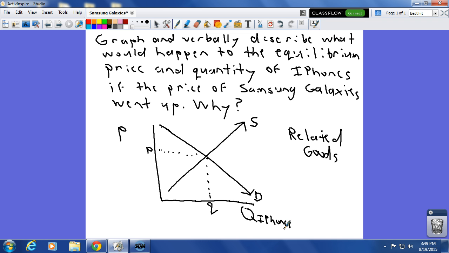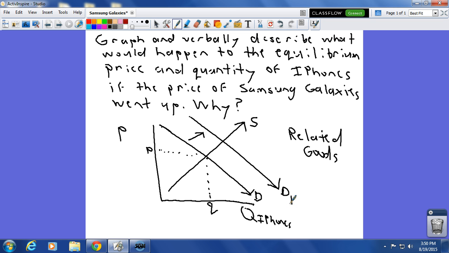If the price of Samsung Galaxies goes up, that means people are going to switch over to buying iPhones. So therefore the demand for iPhones is going to go up. We know related goods is related to demand. So demand is going to shift to the right because we have an increase in demand. So we draw our arrow, we draw our new curve, and we call that D1.